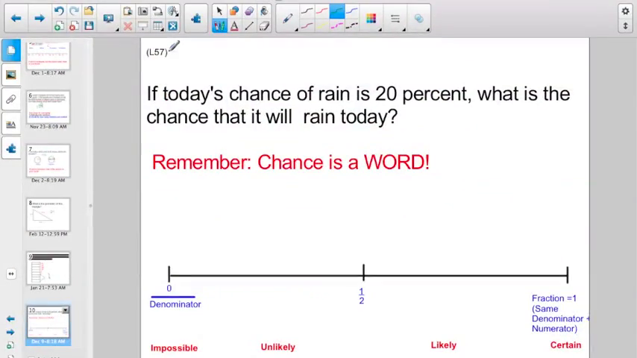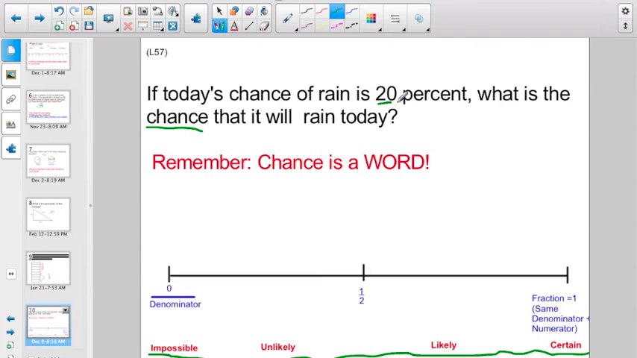It's that simple. Check out this one coming at us from lesson 57. Here it says, if today's chance of rain is 20%, what is the chance that it'll rain today? And remember, chance is a word, either impossible, unlikely, likely, or certain. Some people keep mixing up chance and probability.